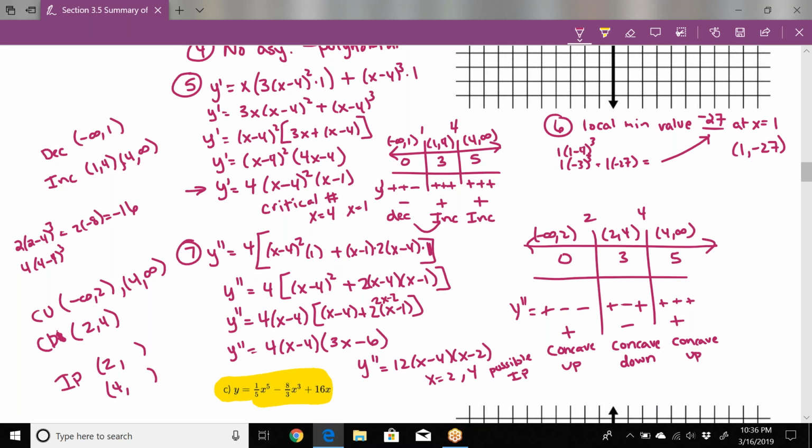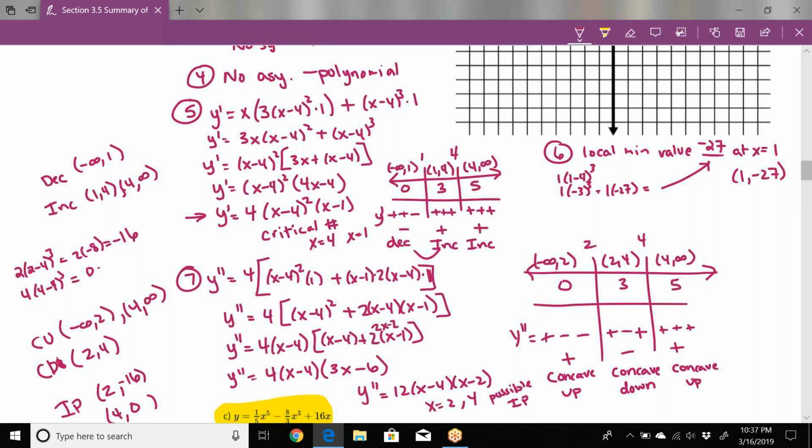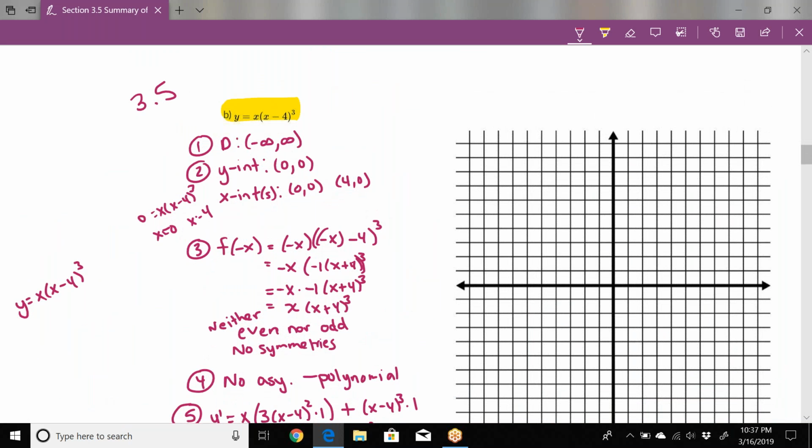So 2, negative 16 is one of our inflection points. And the other one happens at 4, this is 4 times 0, so that's going to be 0. So this would be 4, 0, which was one of our x-intercepts. Okay, so let's graph what we know, because that's part 8. So step 8 is to graph everything we know.